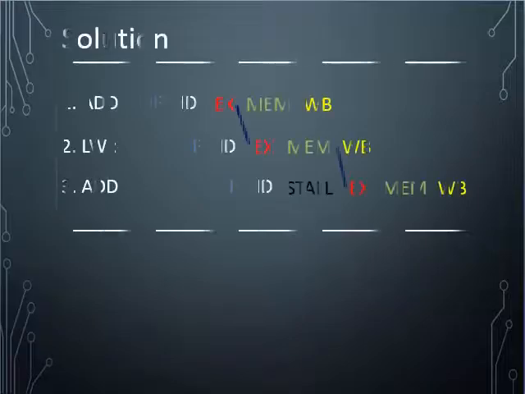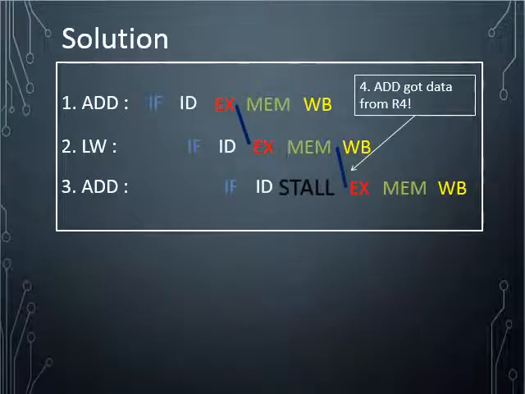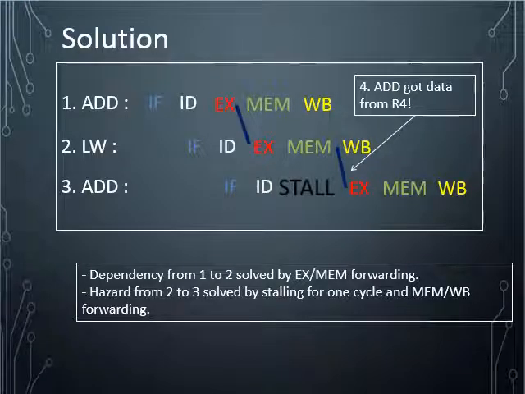What has to occur is a cycle stall for the third instruction. Once a stall has been implemented, we can see that the MEM-WB forwarding can do its job and send over the data from register 4 to the third instruction, right when it's needed. So the dependency from instruction 1 to 2 is solved with the EX-MEM forwarding, and the data hazard from instruction 2 to 3 is solved by one stall, and then the dependency from instruction 2 to 3 is solved from the MEM-WB forwarding.